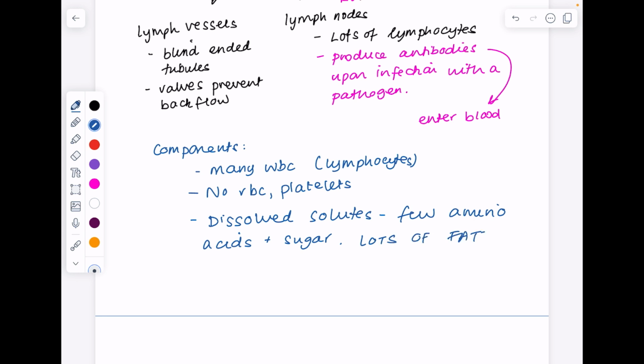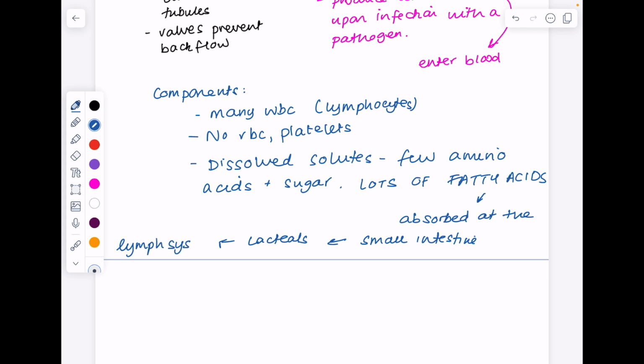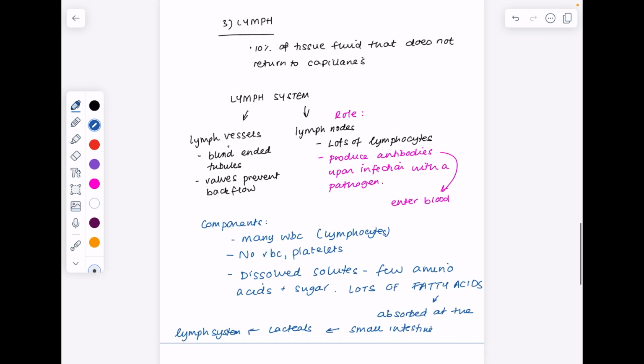Let's understand why now. What is the source of the fatty acids in the lymph? Well, remember these are absorbed at the small intestine. If you remember the structure of the villi, there are those special structures known as lacteals which absorb the fatty acids, which can then be transferred to the lymph system. One last thing to be aware of is that lymph can return to the blood, and that's in structures known as subclavian veins.